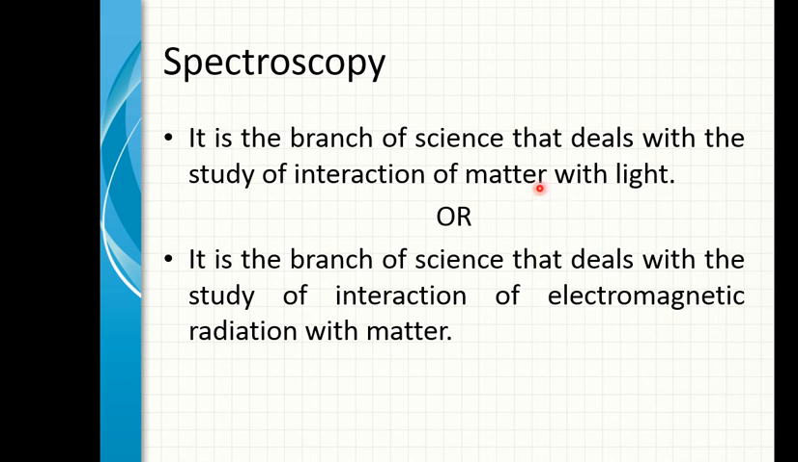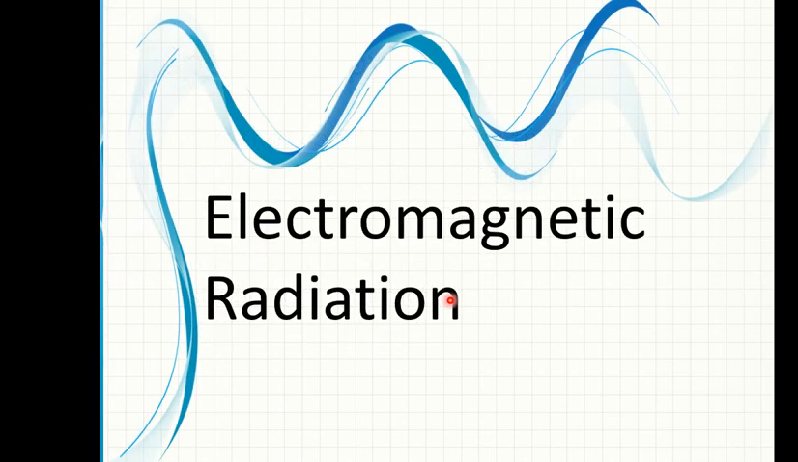the data of the analysis. It is a branch of science dealing with the study of interaction of electromagnetic radiation with matter. The interaction is between electromagnetic radiation, which is light but in accurate terms is called electromagnetic radiation, and the sample. This interaction produces data, used to calculate qualitative or quantitative analysis.